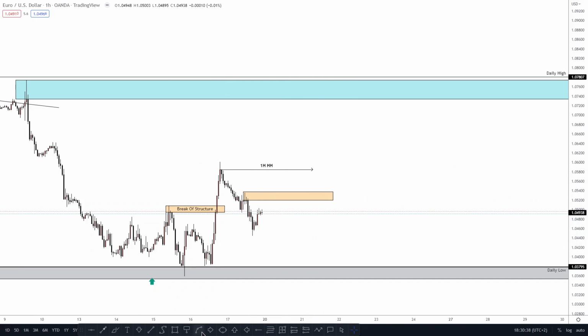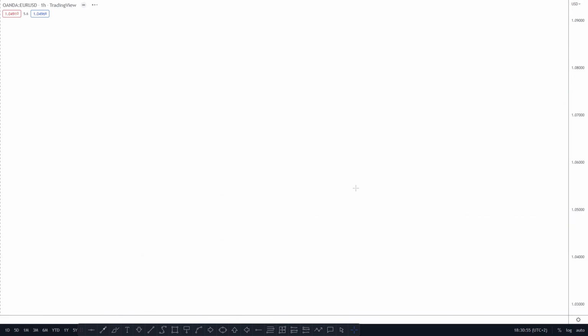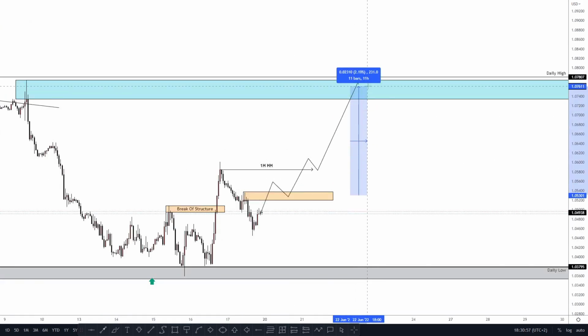So now what you're going to anticipate from this one is that you're going to have a break and retest of the 1 hour high, and then create this move to the upside. From there we just have to wait and see and get what could possibly be about 100 to 200 pips.